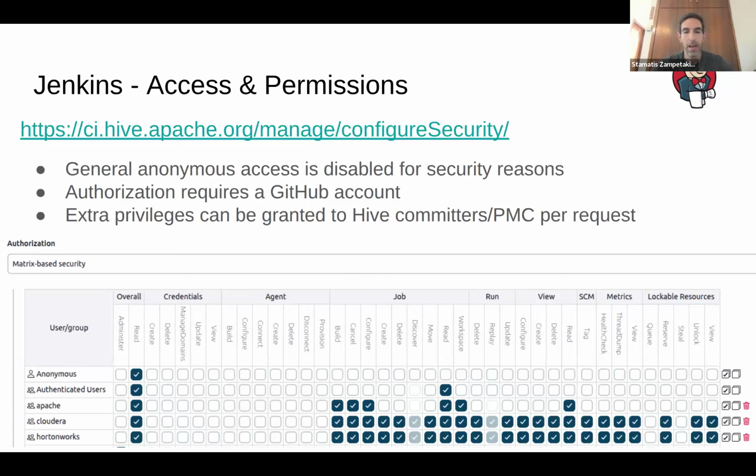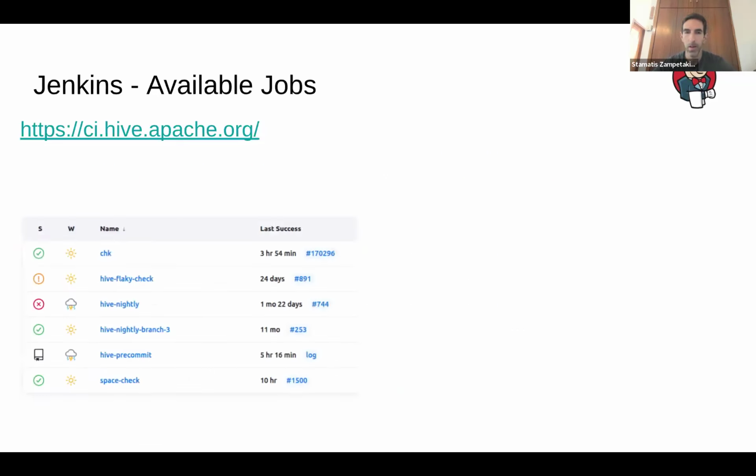So yeah, I was saying that if people need extra privileges to do some testing, to build some new jobs or whatever, they can send an email to the dev list and ask for extra permissions. Usually, if they are Hive committers or PMC members, any such request will be granted, and we already have some Jenkins administrators who can add you and give you extra permissions if necessary. So the main jobs that we have so far in Jenkins are the following.